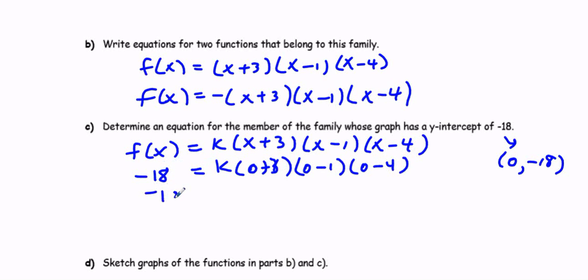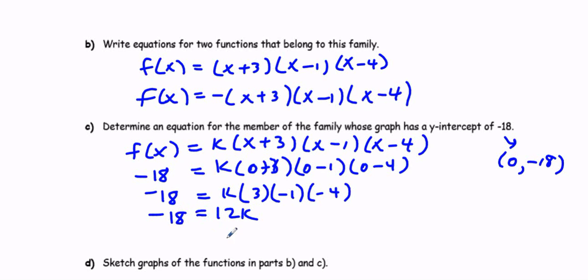Now when we do the math, that's going to be 3 times negative 1 times negative 4. So we get positive 12 here. So 12k is equal to negative 18, and k is equal to negative 18 over 12, which reduces down. Let's see what goes into that. 6 goes into that, so that's going to be minus 3 over 2 is equal to k.